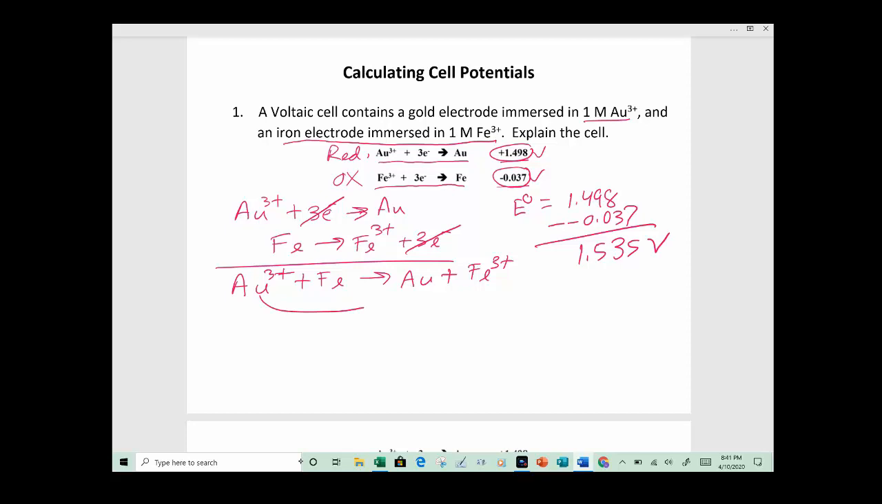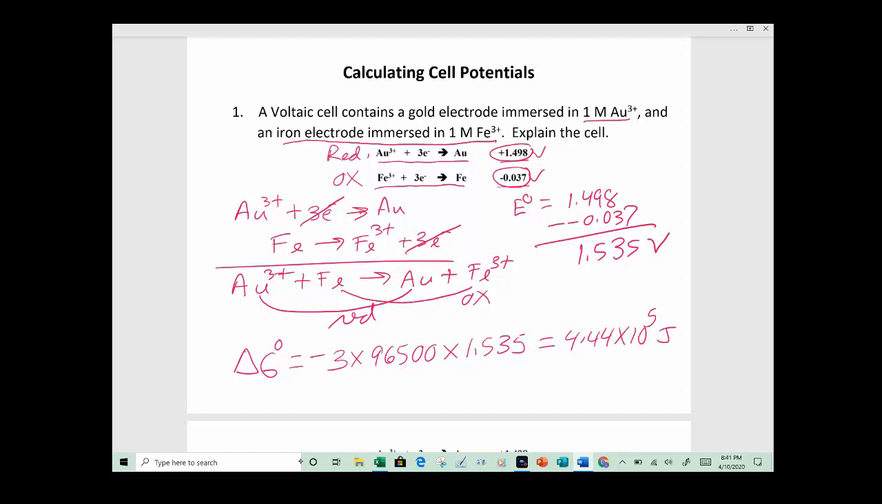You'll see that the gold cation is being reduced and the iron is being oxidized. Our free energy change for this is going to be minus nFE, minus 3 moles times F times E, and the reaction is spontaneous.